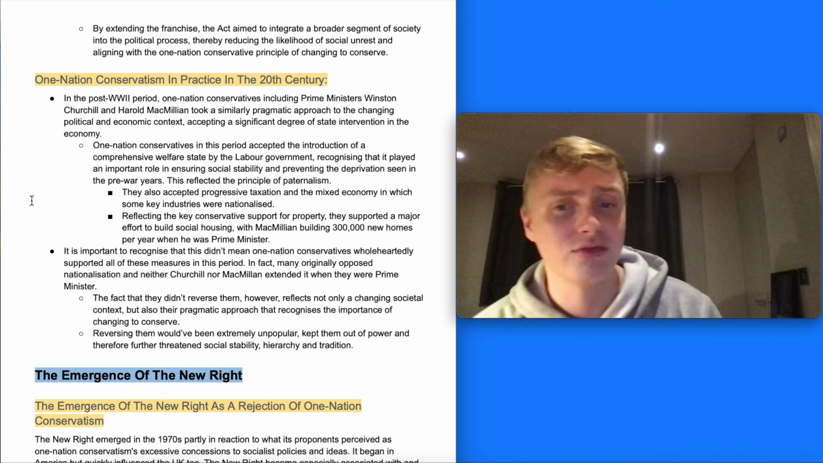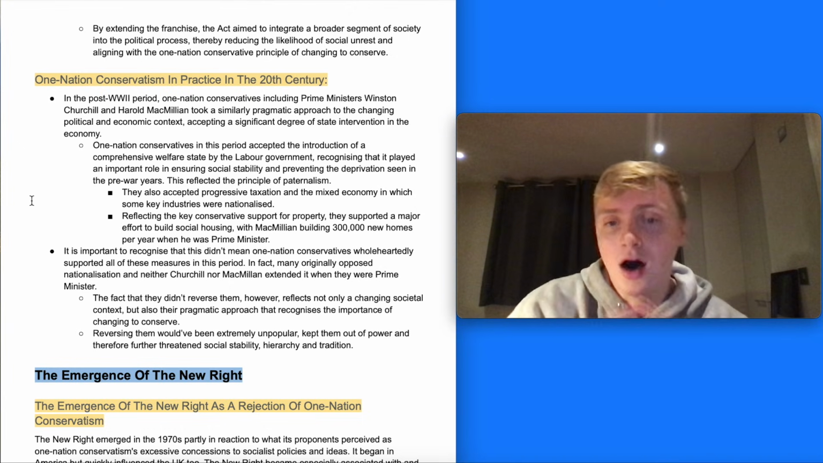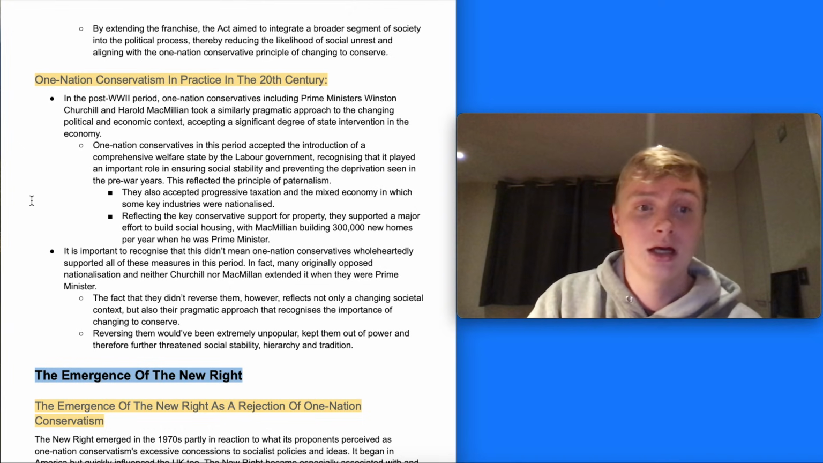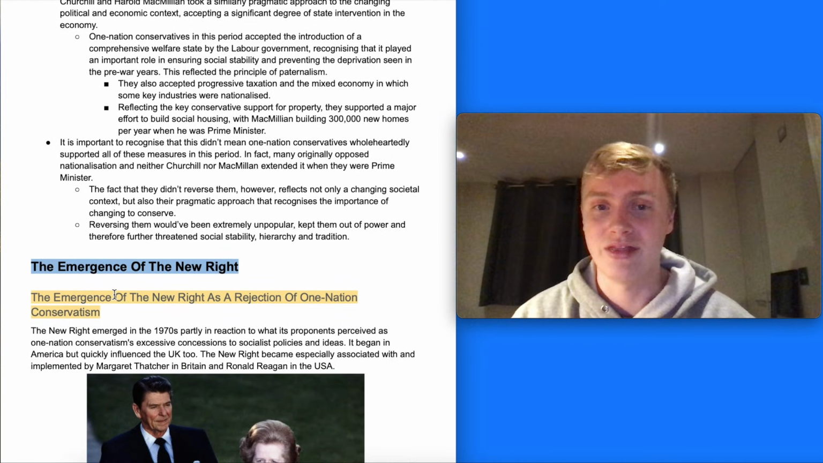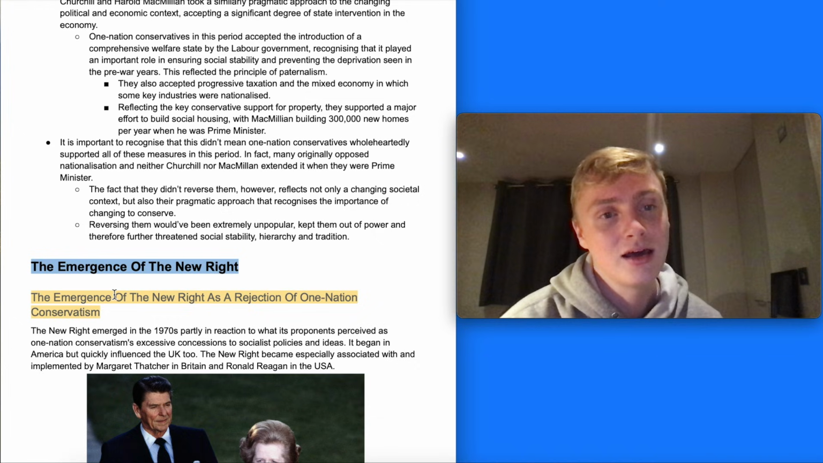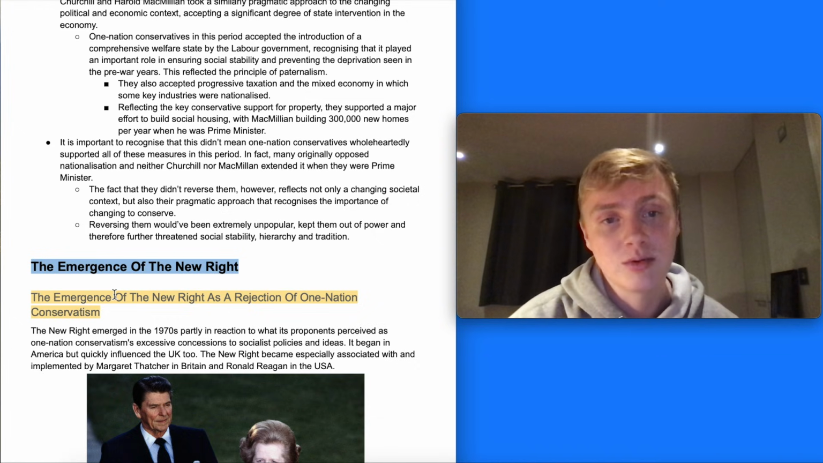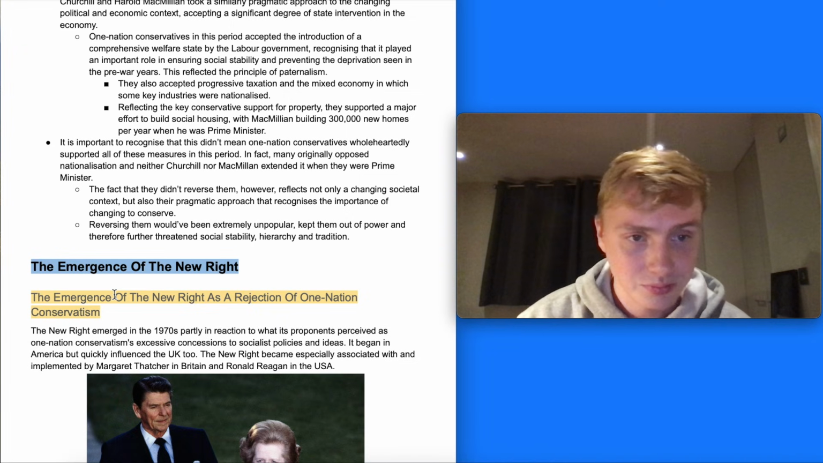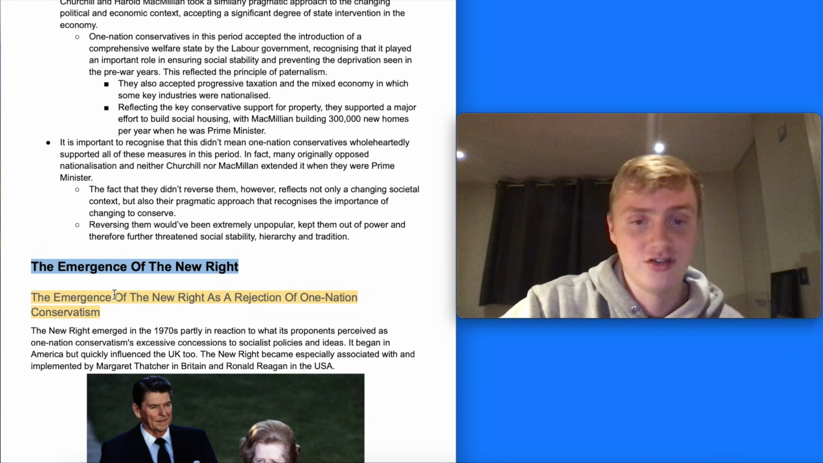So yeah, as I've written at the bottom here, it's important to recognise that these didn't mean that One Nation Conservatives wholeheartedly supported all of these measures. In fact, many were originally opposed to them. Neither Churchill nor Macmillan extended nationalisation when they were prime minister. They certainly didn't extend it. But the fact they didn't reverse them reflects not only a changing societal context, but their pragmatic approach and the importance of changing to conserve, as ultimately they didn't want to threaten hierarchy and tradition.